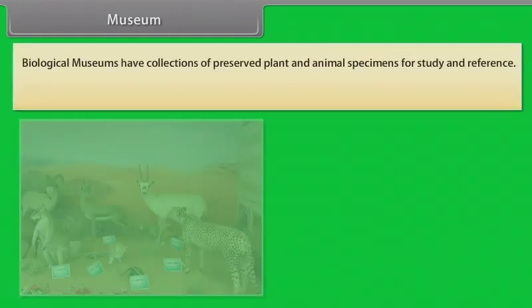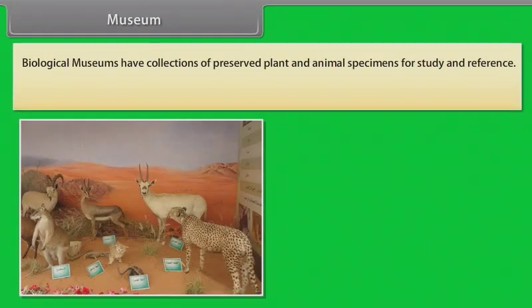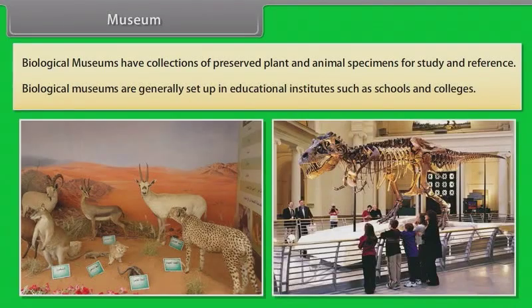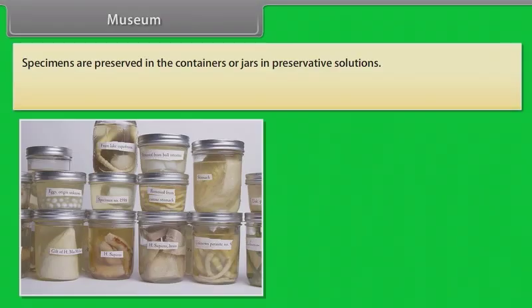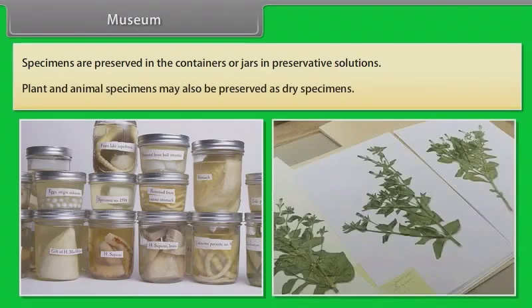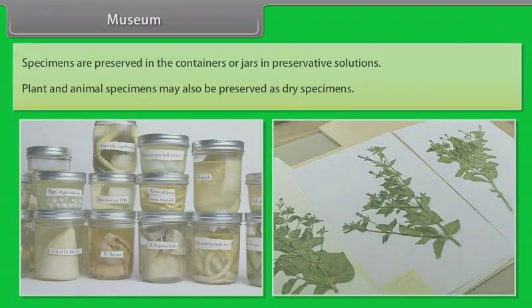Museum: biological museums have collections of preserved plant and animal specimens for study and reference. Biological museums are generally set up in educational institutes such as schools and colleges. Specimens are preserved in containers or jars in preservative solutions. Plant and animal specimens may also be preserved as dry specimens.